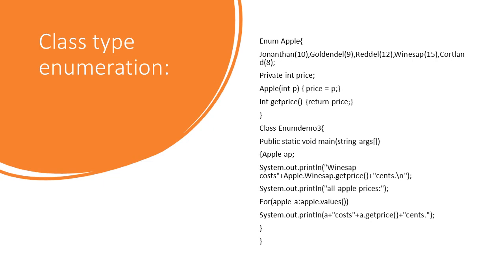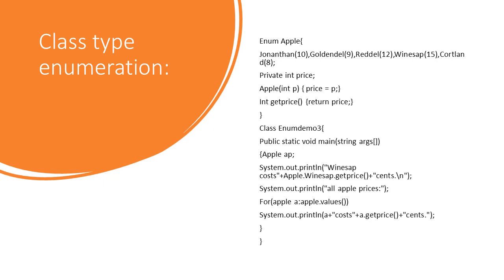Next we are using System.out.println for all apple prices. The reason we use a for statement here is that we are trying to access not only a single value but all the values, one after the other: first Jonathan, next Golden Delicious, next Red Delicious. Here we took Apple a. The first a represents whatever comes under it; first it is Jonathan, so a represents Jonathan plus cost.